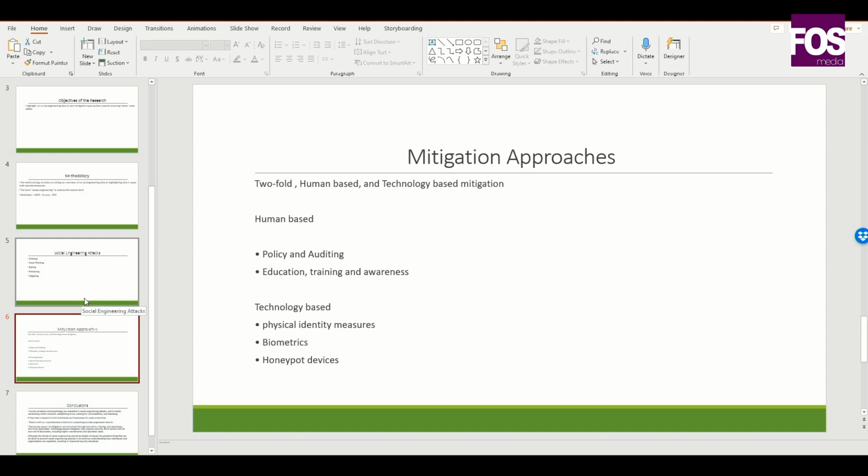Otherwise, continuous auditing will help you find out if any anomalies are present in your organization, with whatever processes are in the organization, and it will help you identify if there are any attacks of this kind. The only other thing is that you can make your employees aware of these kinds of attacks, so they will have better awareness and they will avoid such things.